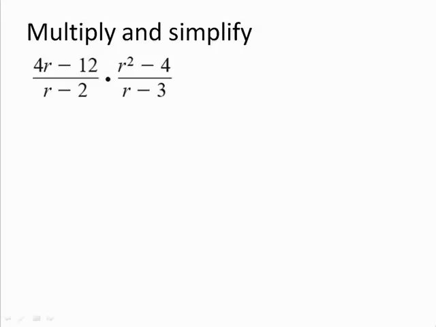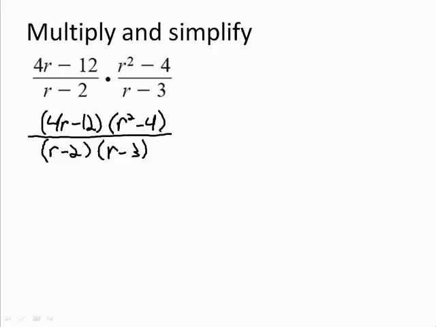Multiply and simplify. 4r minus 12 divided by r minus 2, times r squared minus 4 divided by r minus 3. Multiply the numerators and denominators. The quantity 4r minus 12 times the quantity r squared minus 4 divided by the quantity r minus 2 times the quantity r minus 3.